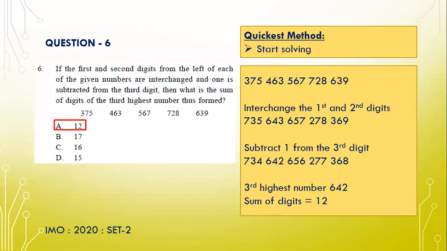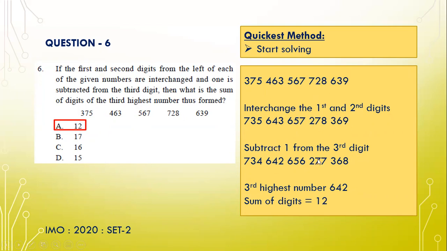If the first and second digits from the left of each of the given numbers are interchanged and one is subtracted from the third digit, then what is the sum of digits of the third highest number thus formed? So start solving. Start putting the numbers and interchange the first and second digits. So you'll get 735, 643, 657, 278, and 369.